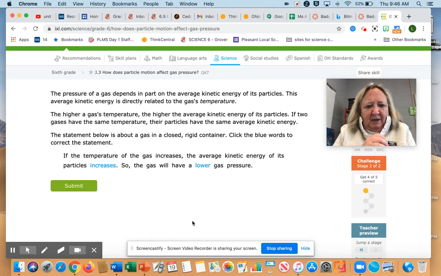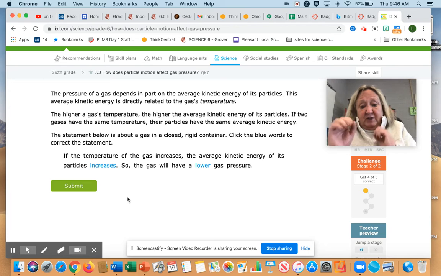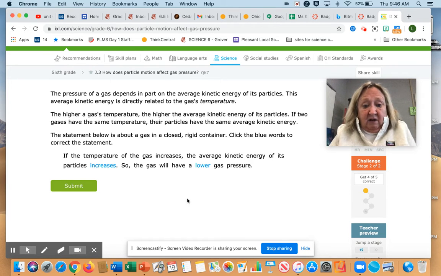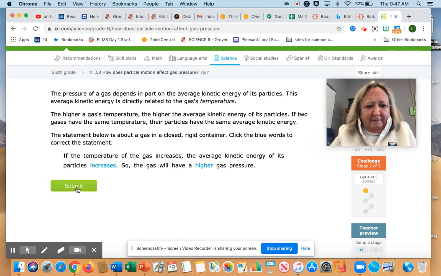So in the statement below about a gas in a closed rigid container, like a mason jar, click the words to correct the statement. All right, if the temperature of the gas increases, so think of water on the stove, okay? The average kinetic energy of the particles increases or decreases. Well, the temperature is going up, so it would have to increase. So if there's more kinetic energy, it's pounding on the container, so it's going to have a higher gas pressure.